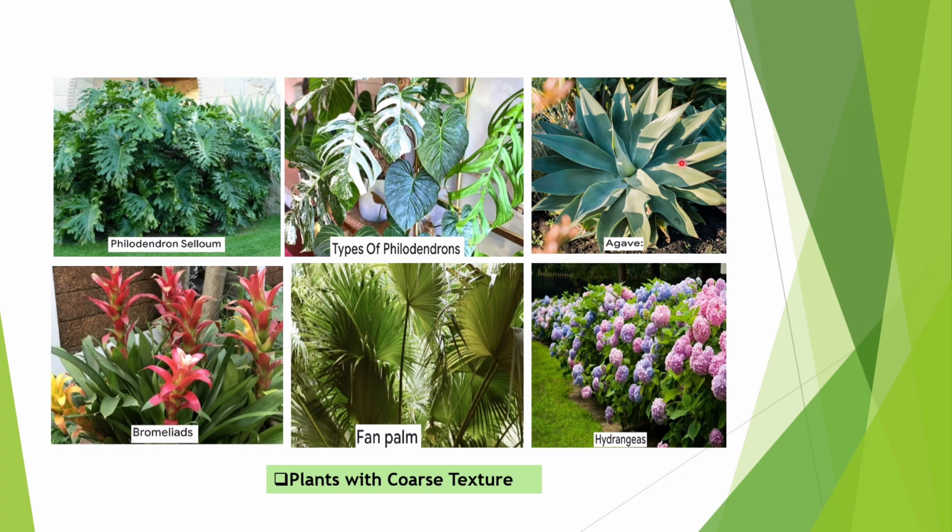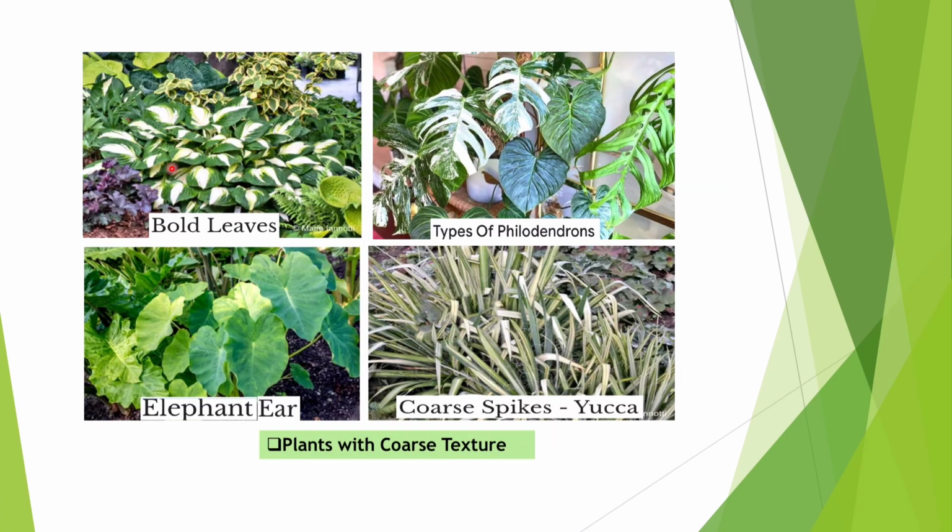This will be also coarse texture. Then there will be bromeliads, fan palm, hydrangeas. These are some of the examples of broad-leaved plants which will have a coarse texture. Some other examples are given here: an elephant ear is here, the coarse spike of the yucca is here. These are also plants with coarse texture because of their leaf structure and size.